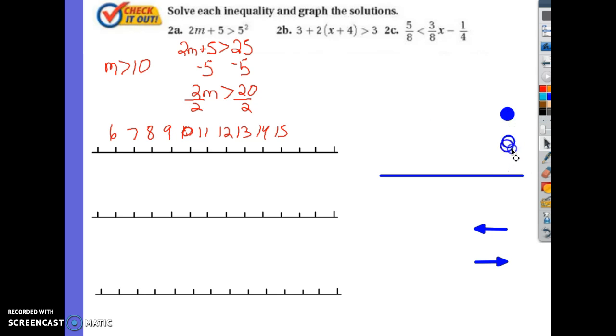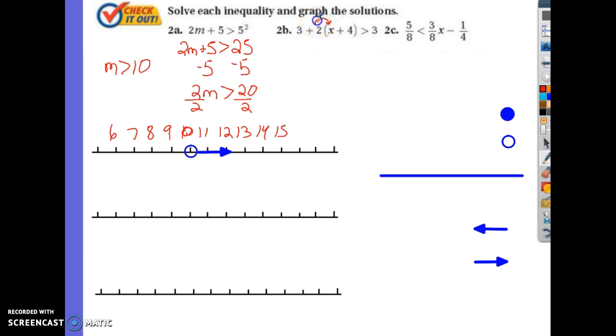I should figure out how to make these easier over there, but here we go. m is greater than 10, so we get our arrow and it's going in the right direction. Okay, next example. Simplify, just like we always have.